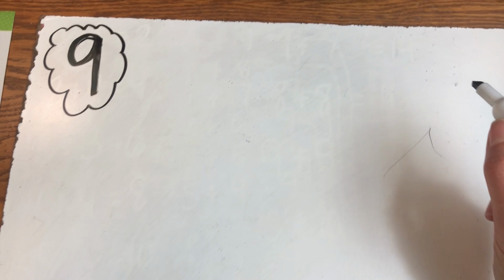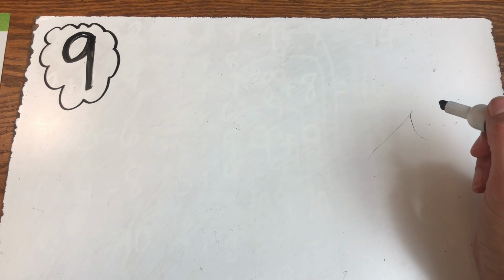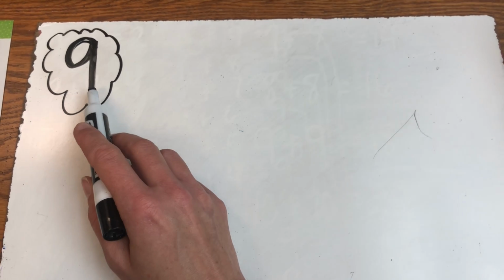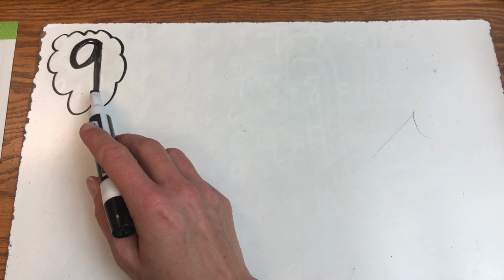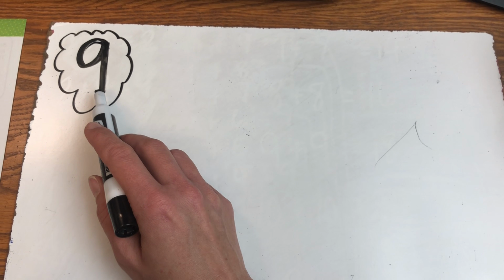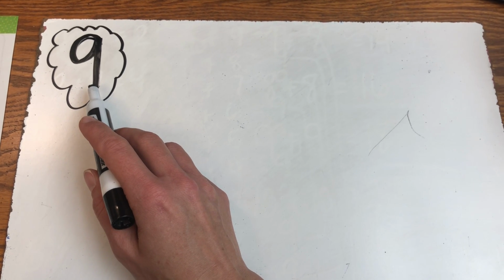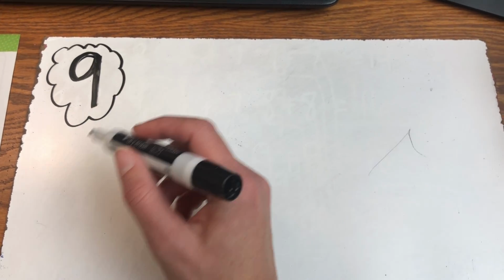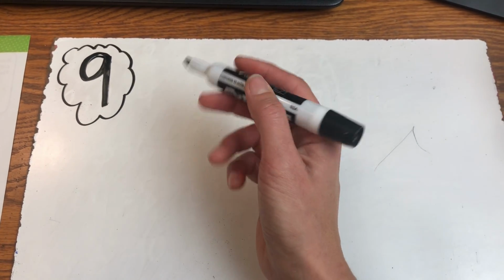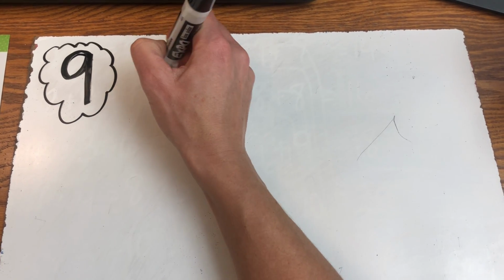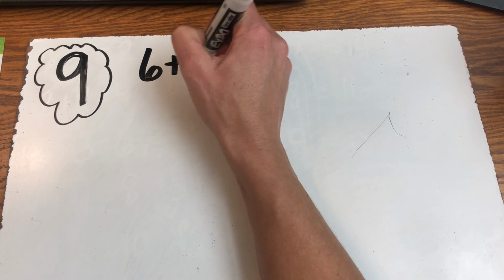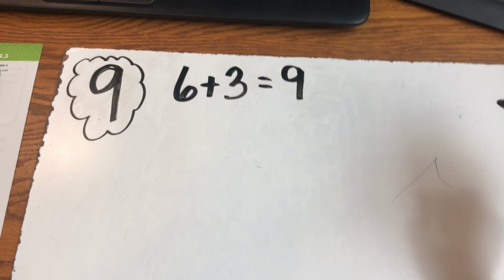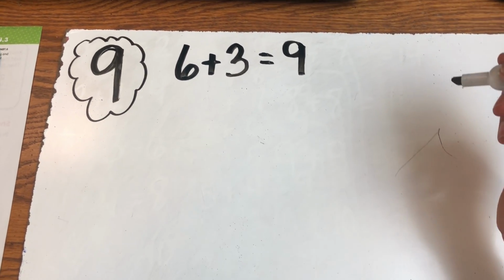All right. Our target number is 9. Can anyone think of an addition sentence with the sum of 9? I'm listening. Okay. Please write down your sentence now. I thought of 6 plus 3 equals 9. Did you think of a different one?